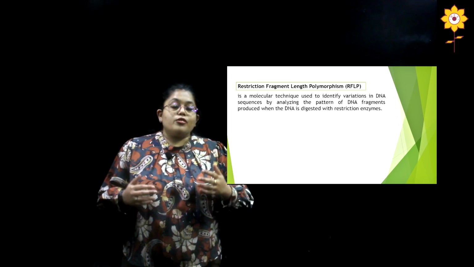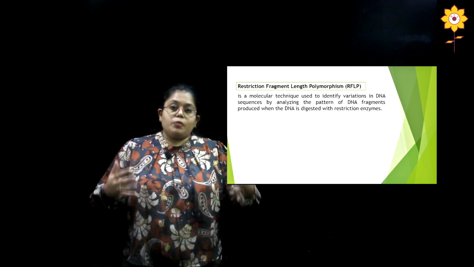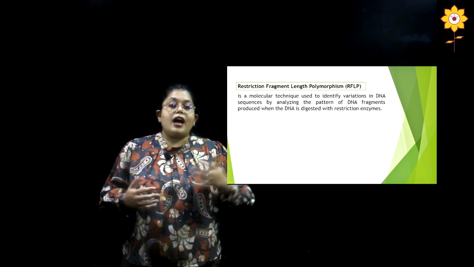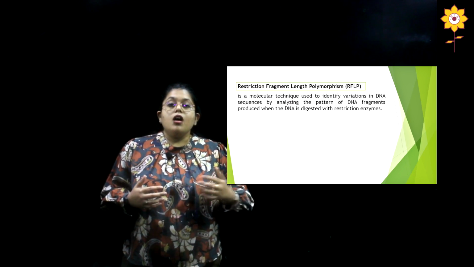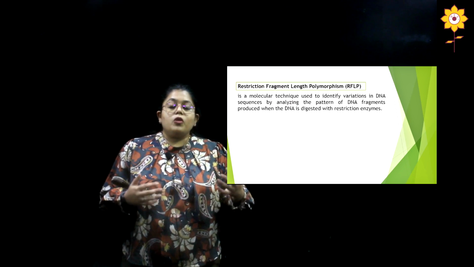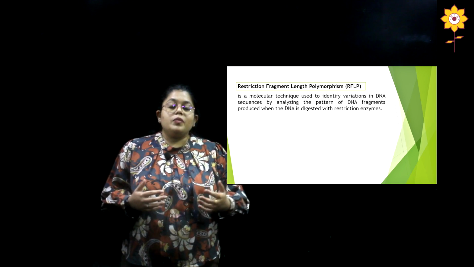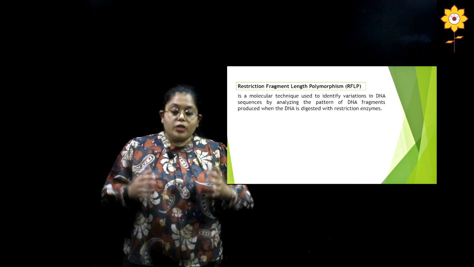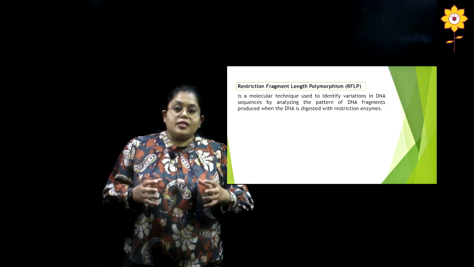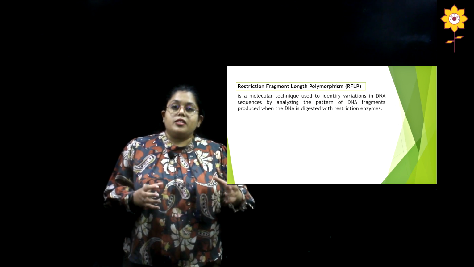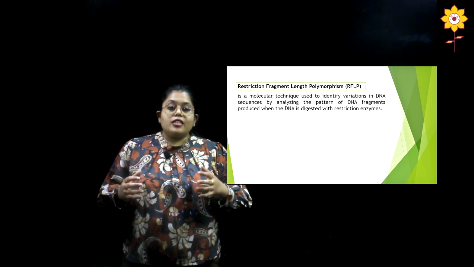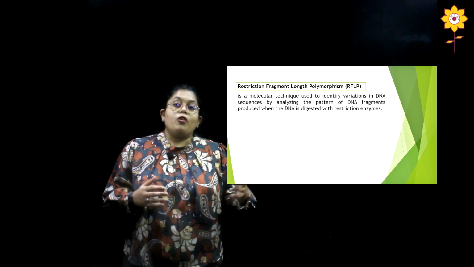So if suppose we have a mixture of DNA, in order to identify a specific DNA, this particular molecular marker or technique will enable us to identify the variations. The uniqueness in this technique is the restriction site that is present in a particular DNA. Every particular DNA has got something called polymorphism.